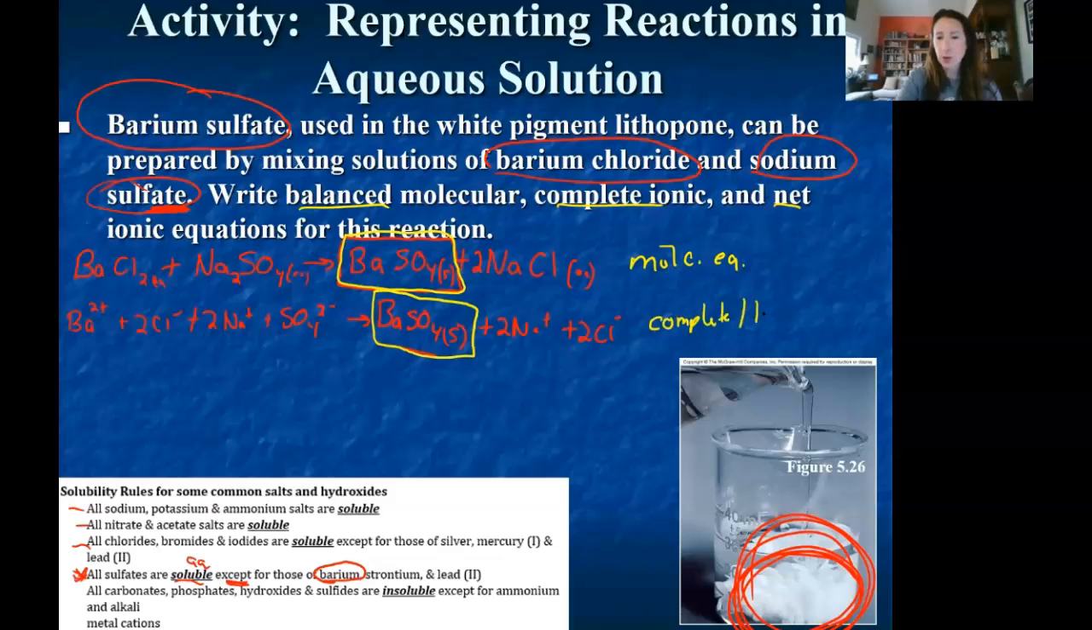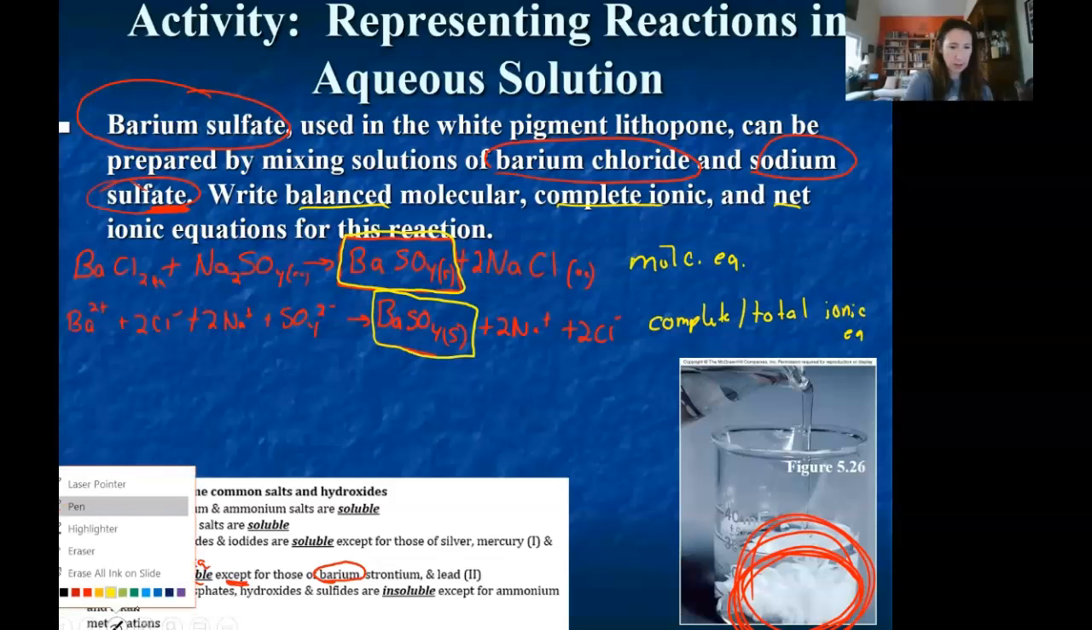Sometimes it's also called the total ionic equation. Complete or total ionic means the same thing. What we've done is we've broken up everything we can. Now, here's the part where some people have been getting stuck. So I'm going to use a different color.